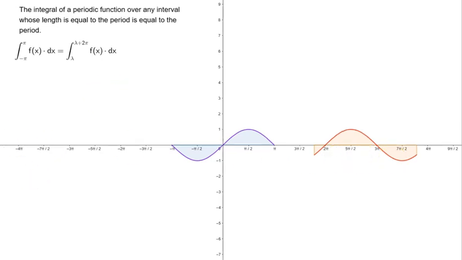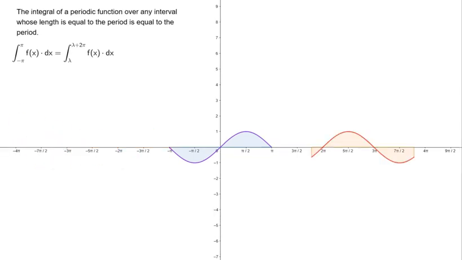Remember, this can be in any place on the x-axis. The area remains the same. Of course, in this case, the area is 0. Here also, it doesn't matter where this is, from where to where it is. If the period is 2 pi, then it will be 0.